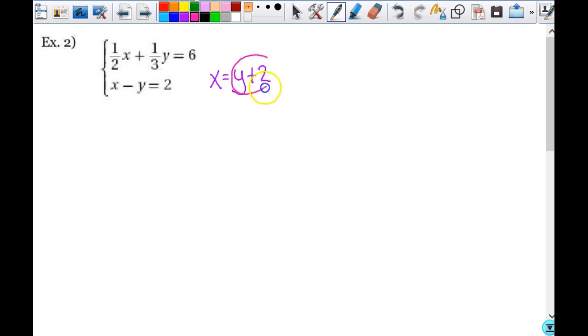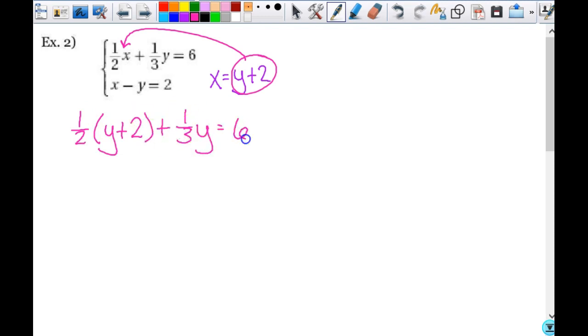So then I'm going to take this, I'm going to plug it in for x. So I get 1/2 times (y plus 2) plus 1/3 y equals 6. So now I have to distribute. What's 1/2 times y? 1/2 y. What's 1/2 times 2? 1. Oh, maybe y'all are right. Those fractions are so hard. I don't even know how we made it through there. See, you all survived. If you're trying to tell me that's hard, that's just ridiculous. Plus 1/3 y equals 6.